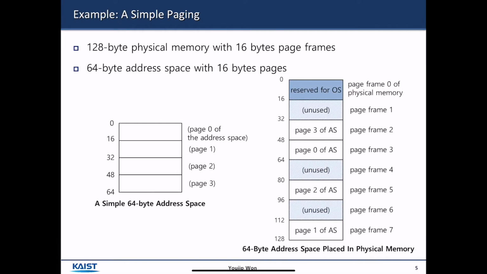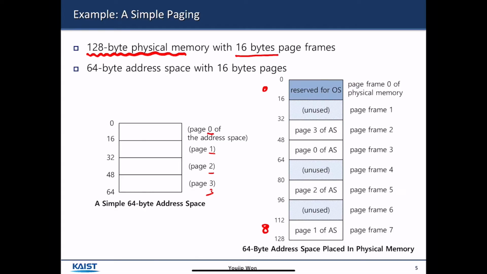Let's consider an example. We have 128 byte physical memory with 16 byte page frames. So there are 8 page frames in the physical address space. And let's assume that a process address space consists of 64 bytes. So it corresponds to 4 16-byte pages. So there are pages 0, 1, 2, and 3. So this is the virtual address space of the process.